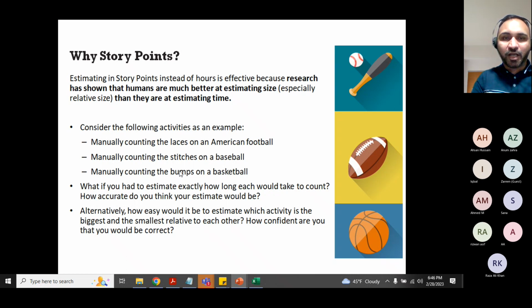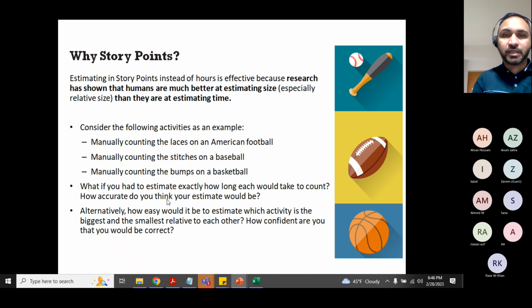And then manually counting the bumps on a baseball. Okay, so this is a baseball. You manually count the bumps. Remember, a baseball is not flat. I hope you understood. Look at those variations, right? So although this one is bigger in size, it's not complex. This one is smaller in size, this ball, which is kind of a baseball, right? But look at the stitches that you have to manually count. It's complex. It's more tedious. The effort is more, but the size is small.